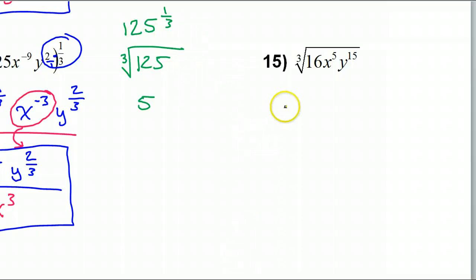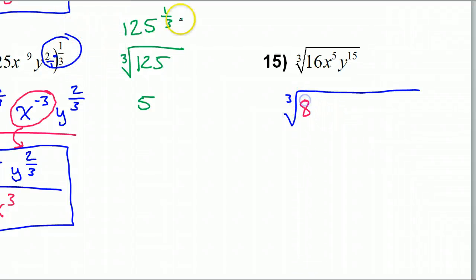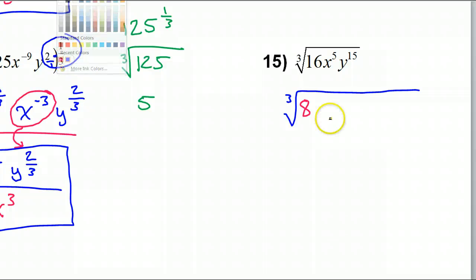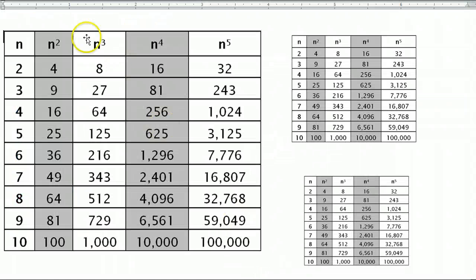For that reason, as I break this down, 16 is 8 times 2. So I will rewrite this as 8 times 2. I'm putting 8 in pink because it is something that can be reduced, simplified. I can take the cube root of 8 in a minute.